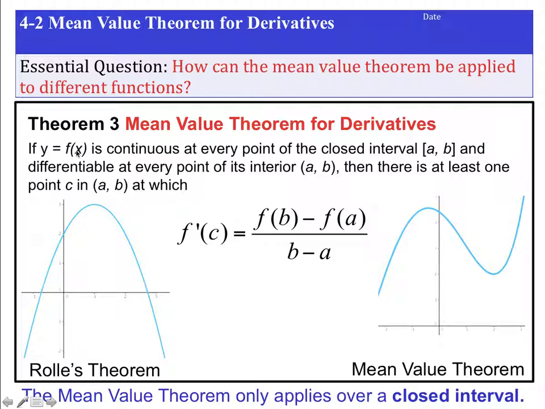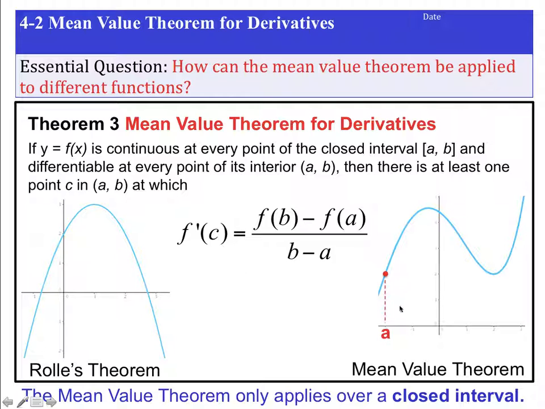Theorem 3, the mean value theorem for derivatives, says if y equals f of x, so if we have a function and it's continuous at every point in some closed interval, and we can differentiate it, so no cusps and corners on the inside, then at least one point, we can find a point C where we can find an algebra slope between the endpoints, right? These are the endpoints A and B. We can find the algebra slope, and that's equal to the slope of the curve, the derivative of the curve.